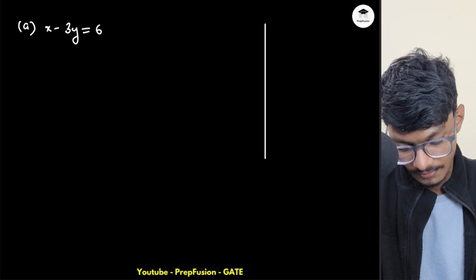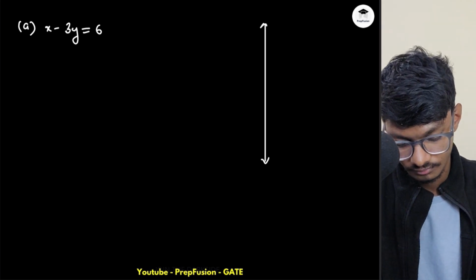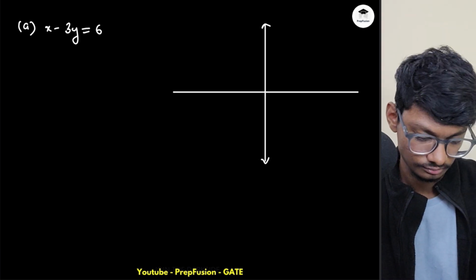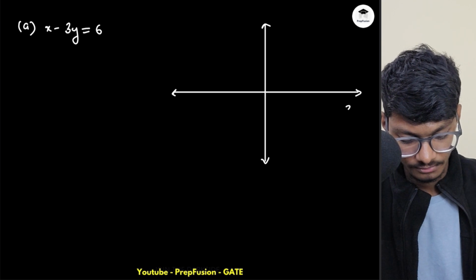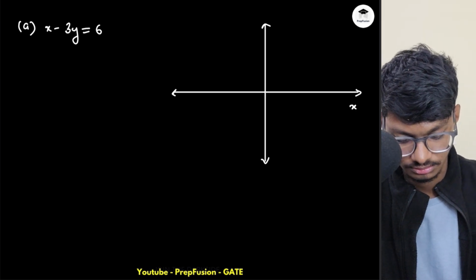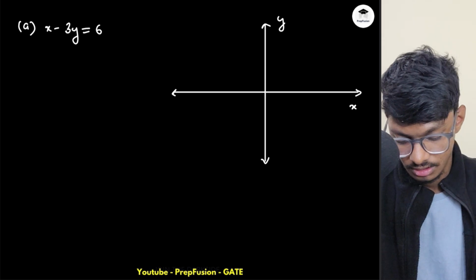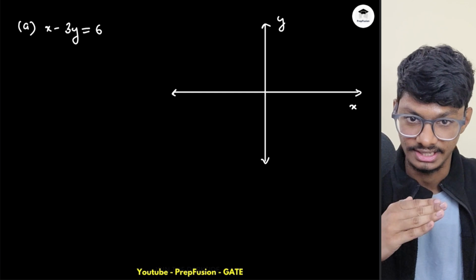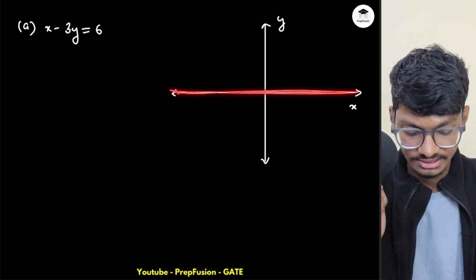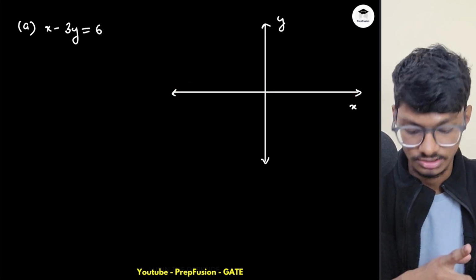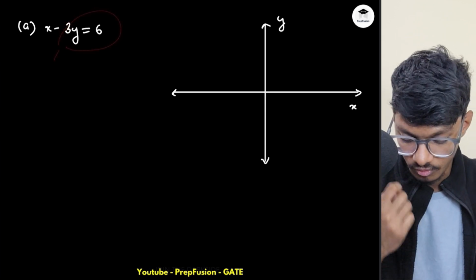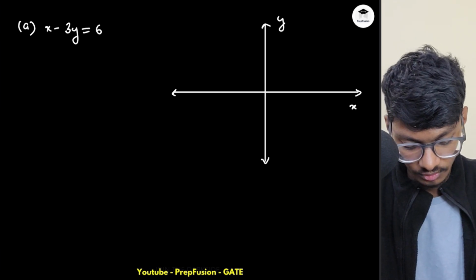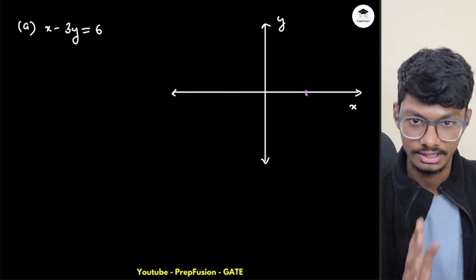So the x axis intercept, what is it? It is where it intercepts the x axis, basically where my y is 0, so you just put y equal to 0. What do you get? If you put y equal to 0, you will get simply x equal to 6. So at x equal to 6, it intercepts my x axis.